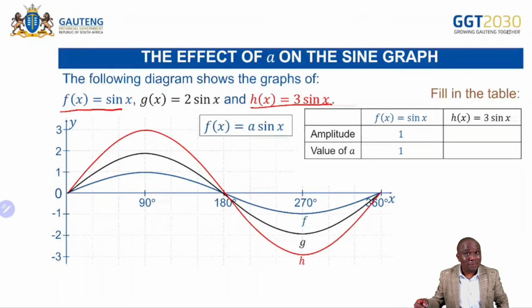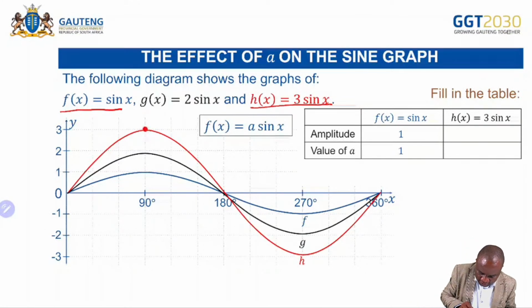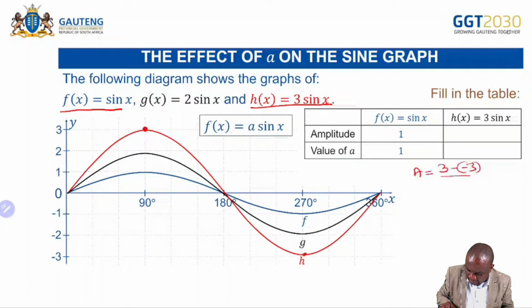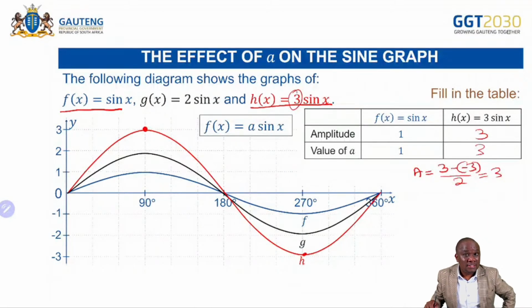Welcome back, class. Did you manage to find the amplitude of h of x? What is the maximum for h of x? 3. The minimum, -3. So the amplitude is 3 minus -3 divided by 2. What is 3 minus -3? That is 3 plus 3. 3 plus 3 is 6. 6 divided by 2 is 3. So the amplitude is 3. Okay, 3. What is the value of a for h of x? Is 3. It's confirming what we said. We said a is actually the amplitude. Do you see that? A is actually the amplitude. So don't forget that.